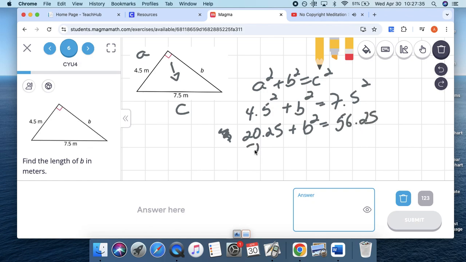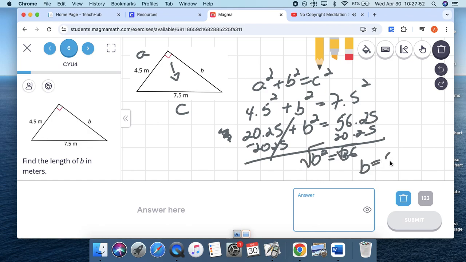We're going to subtract 20.25 from both sides. That eliminates, becomes 0. So B squared equals 36. And then if we take the square root of both sides, B equals 6. Yeah. All these pretty numbers they give us.